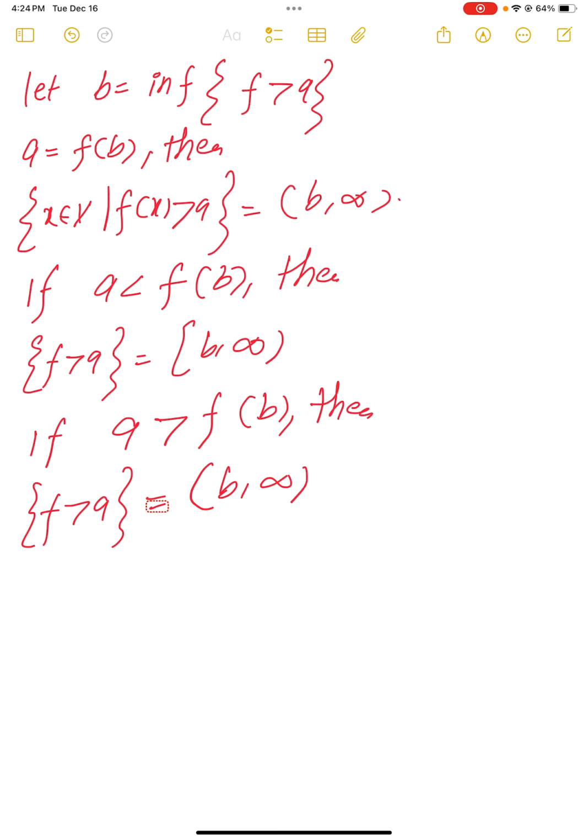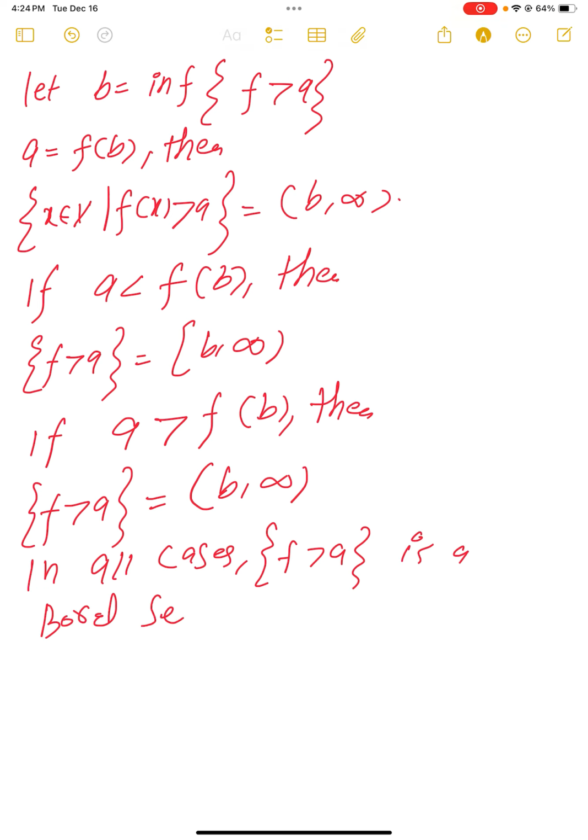My drawing is not good, so you should draw proper figures, then you will understand, but I think I gave you the idea. So in all cases, the set where f is greater than a is a Borel set. Why? Because this is open or half open, and these come from Borel sets. What is a Borel set? A Borel set is an element of the sigma algebra generated by all the open sets.